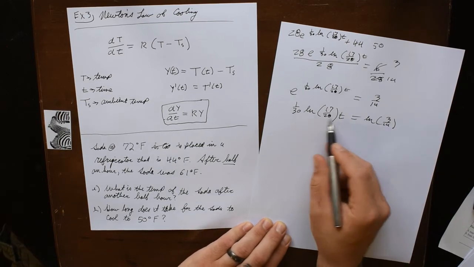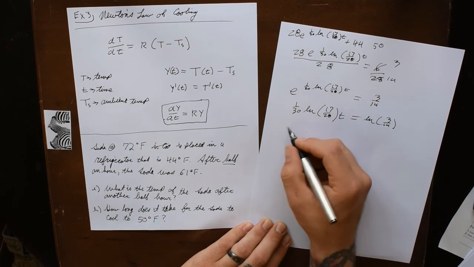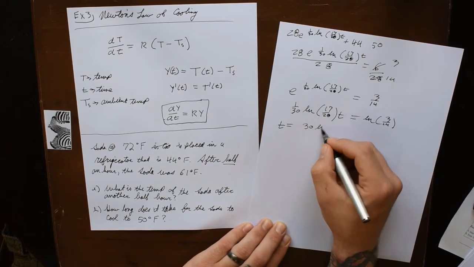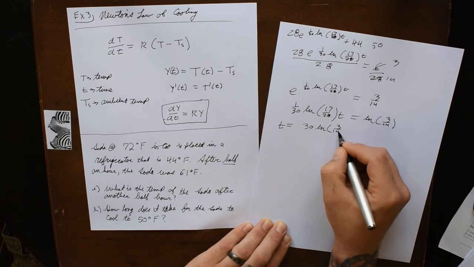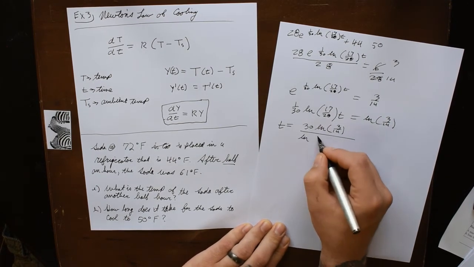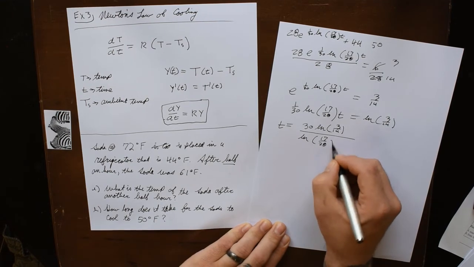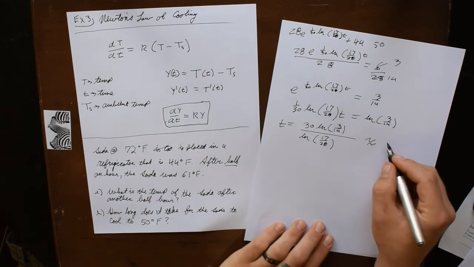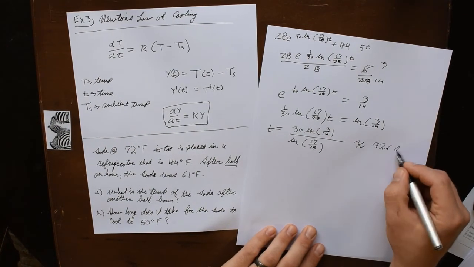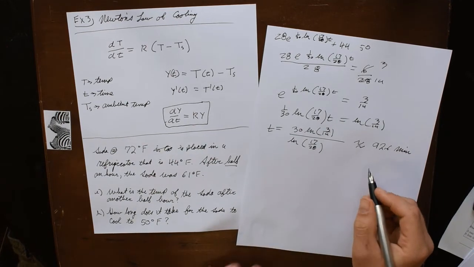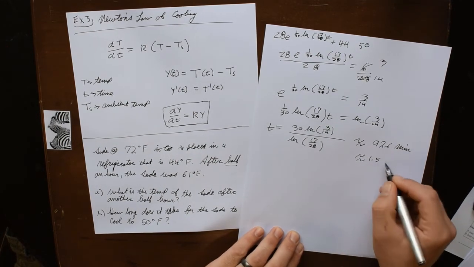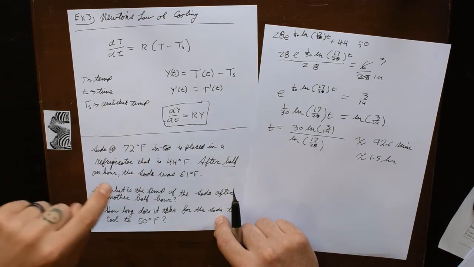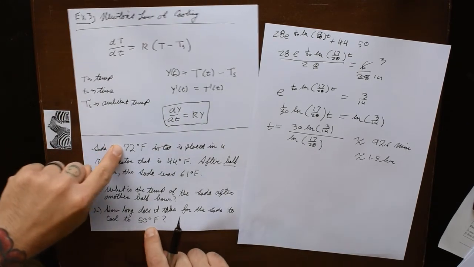Multiply both sides by 30, divide both sides by natural log of 17 on 28, says t is precisely 30 times the natural log of 3 on 14 divided by natural log of 17 on 28, which is approximately equal to 92.6. And these are minutes, so it takes about 1.5 hours in order for this soda in that refrigerator to cool from that temperature to that temperature.